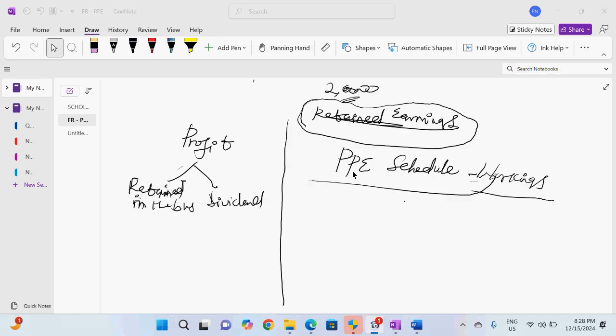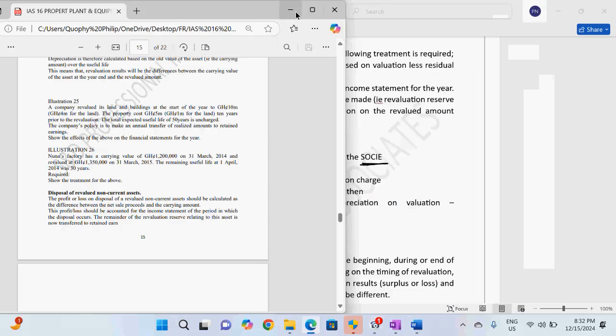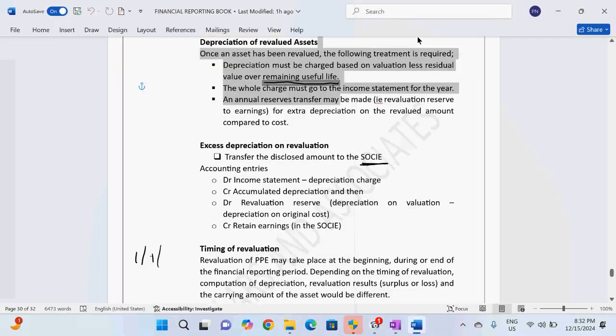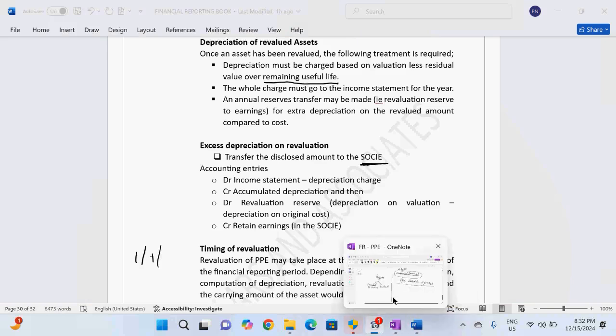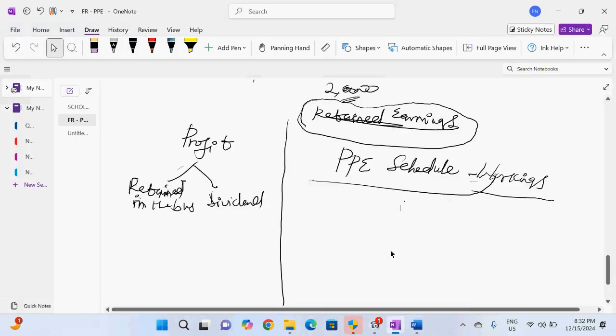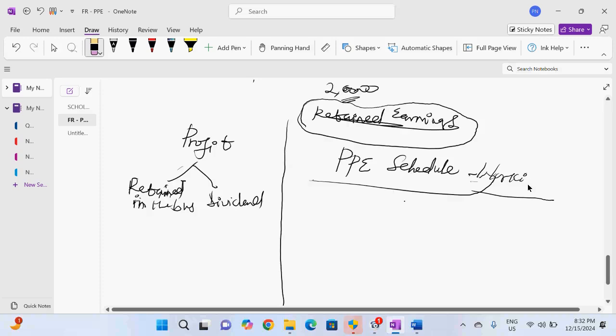Illustration 25. A company revalues its land and buildings at the start of the year to 10 million Ghana cedis, into 4 million Ghana cedis for the land. The property costs 5 million Ghana cedis, into 1 million Ghana cedis for the land, 10 years prior to the revaluation. The total expected useful life is 50 years, uncharged. The company's policy is to make an annual transfer of realized amount to retained earnings. Show the effect of the above on the financial statement for the year.